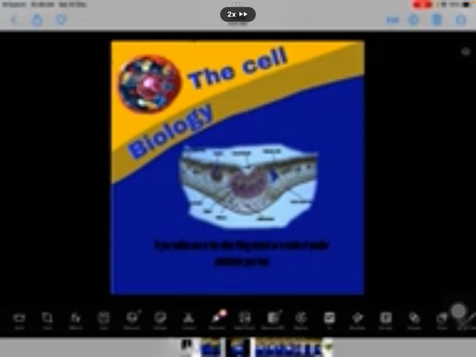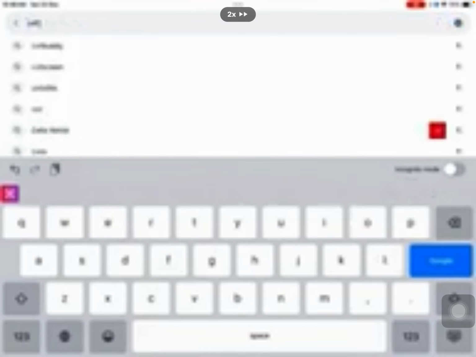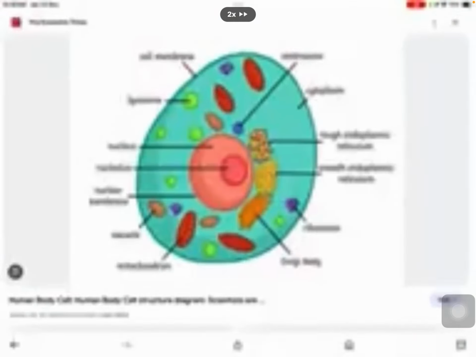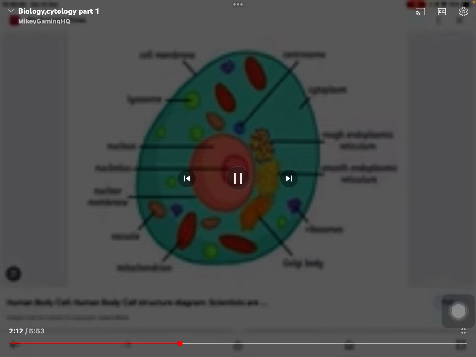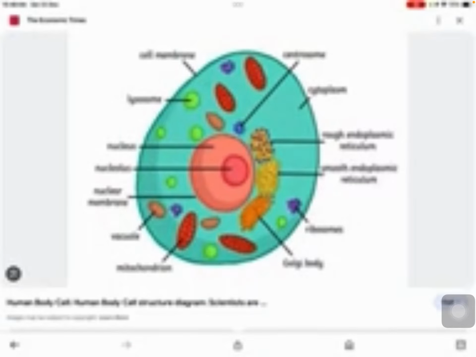Yes, our body is made of cells. Obviously. Kitchen noises. Yes, guys, our body is made of cells. We know the diagram of a cell. It is given in our textbooks, okay?